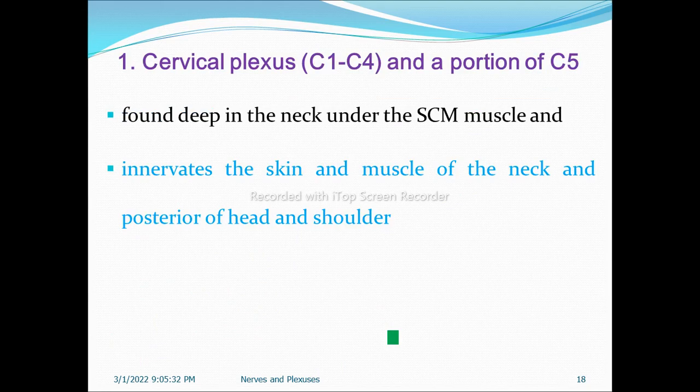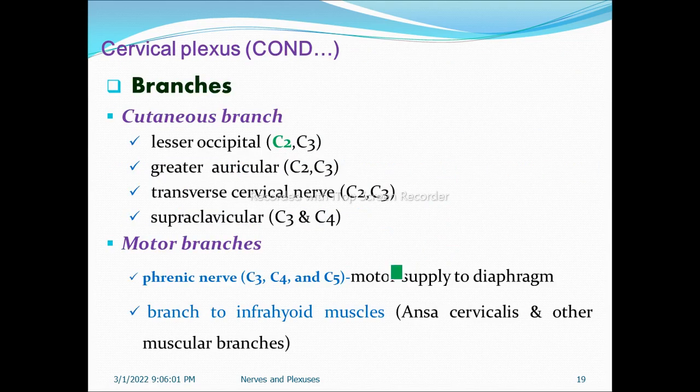So the first plexus is known as the cervical plexus. The cervical plexus is composed of C1 to C4 and some portion of C5. It is found deep in the neck under the sternocleidomastoid muscle, and innervates the skin and muscles of the neck, as well as the posterior head and the shoulder. It has this type of function.